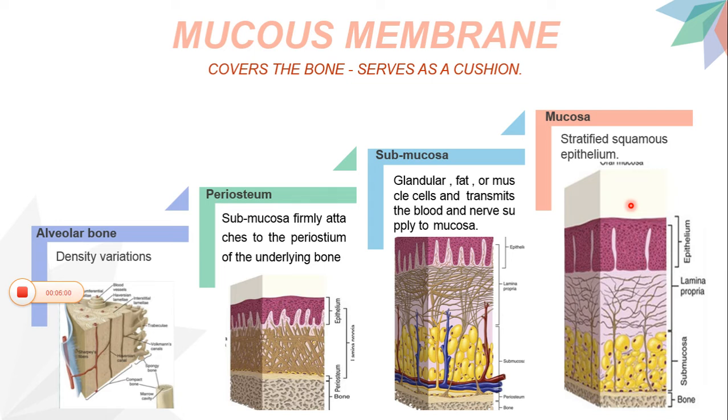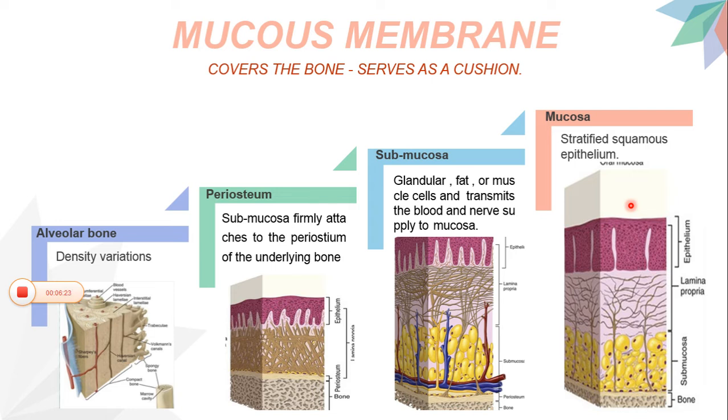Mucous membrane covers the bone in the oral cavity of edentulous maxillomandibular ridges, and acts as a cushion between the denture base and the alveolar bone. It consists of three important components: mucosa, submucosa and periosteum. Mucosa generally has a stratified squamous epithelium, but it varies from location to location.